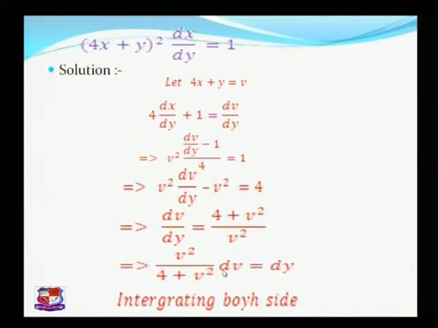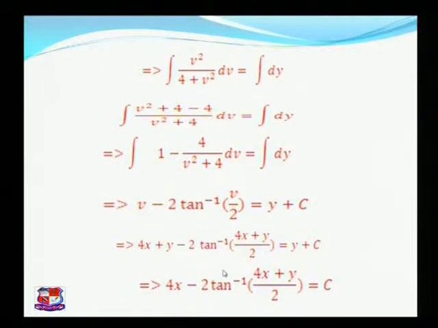So integrating both sides we will get here v, by integrating we can easily integrate these terms by v minus 2 times tan inverse v by 2. We know that 1 upon v square plus 2 square here. So the integration of this term is v minus 2 tan inverse v by 2, and integration of dy is equal to y plus c.